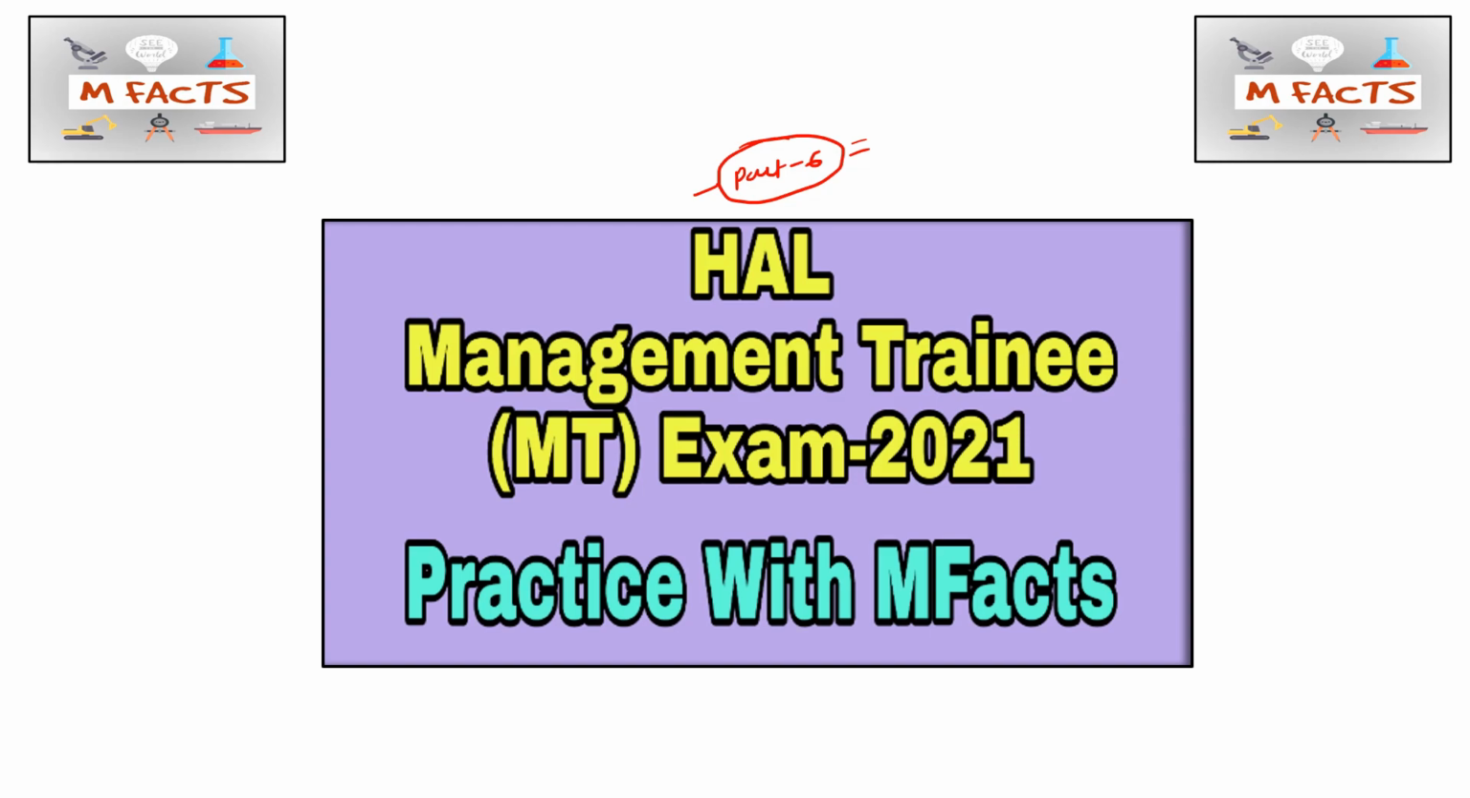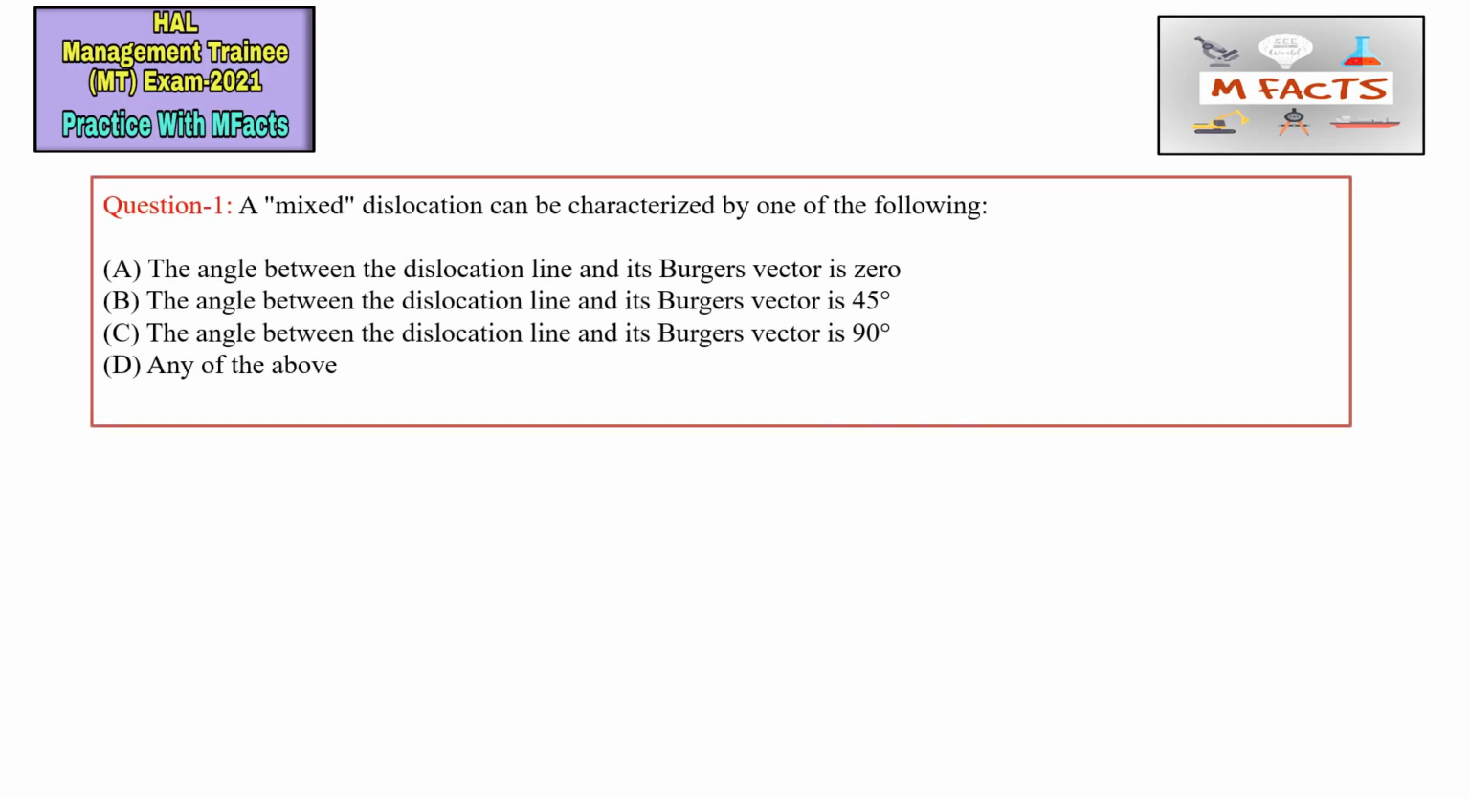Okay, so try to do these questions and try to focus on the non-core part also. The first question is: a mixed dislocation can be categorized by one of the following. The first option is the angle between the dislocation line and its Burgers vector is 0. Option B is the angle between the dislocation line and its Burgers vector is 45 degrees. Option C is the angle between the dislocation line and Burgers vector is 90 degrees, and D is any of the above.